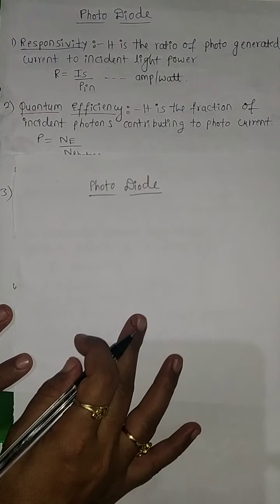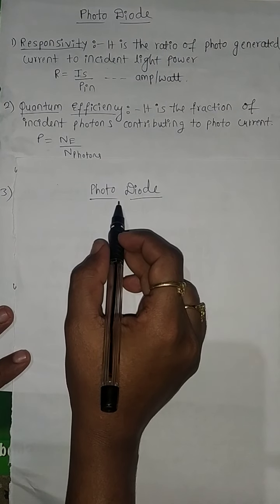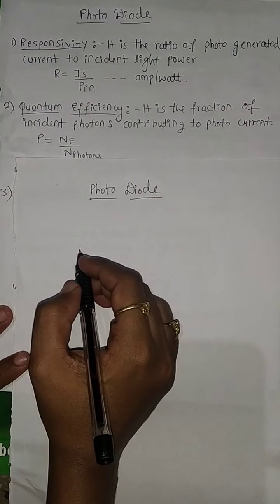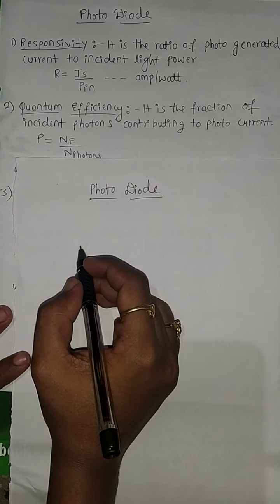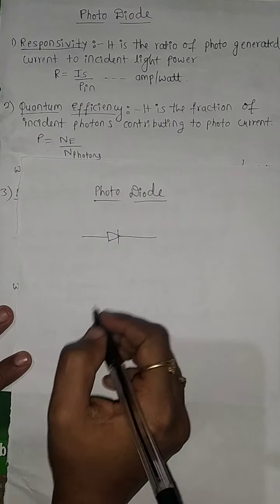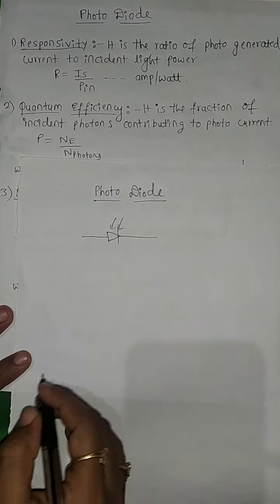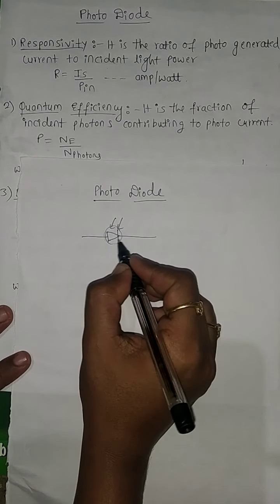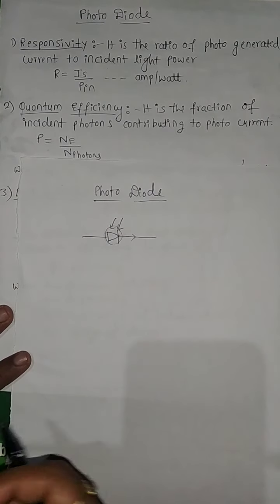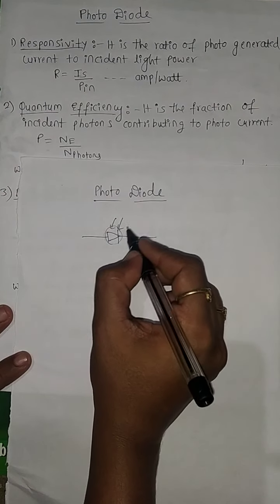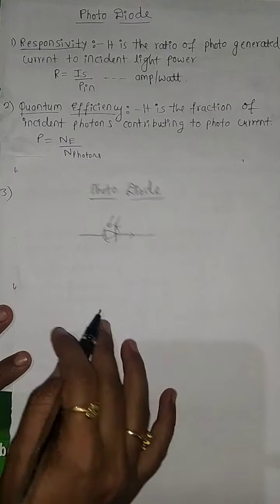and also working. As we know, a photodiode is a semiconductor device which converts light energy into electrical energy. So when light is incident on this device, it generates current. It is generating the current due to the incident light.